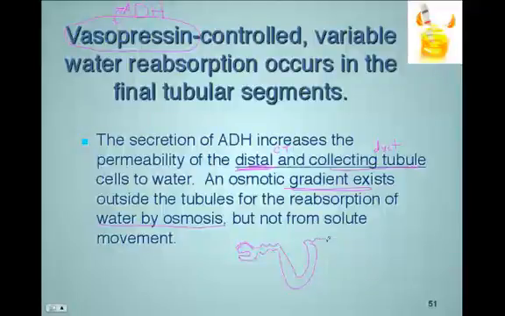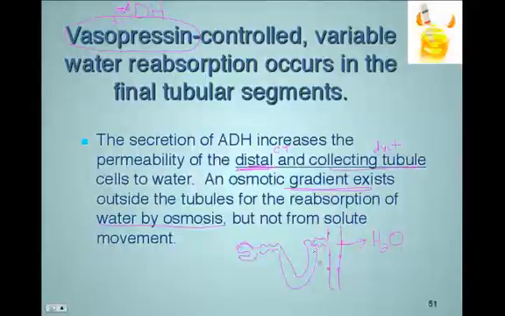You guys should be able to do this from heart now too. And then the distal convoluted tubule and the collecting duct. So it's in the distal convoluted tubule and the collecting duct that, again, these aquaporins, boom, are put in. And now we can reabsorb water into the blood.